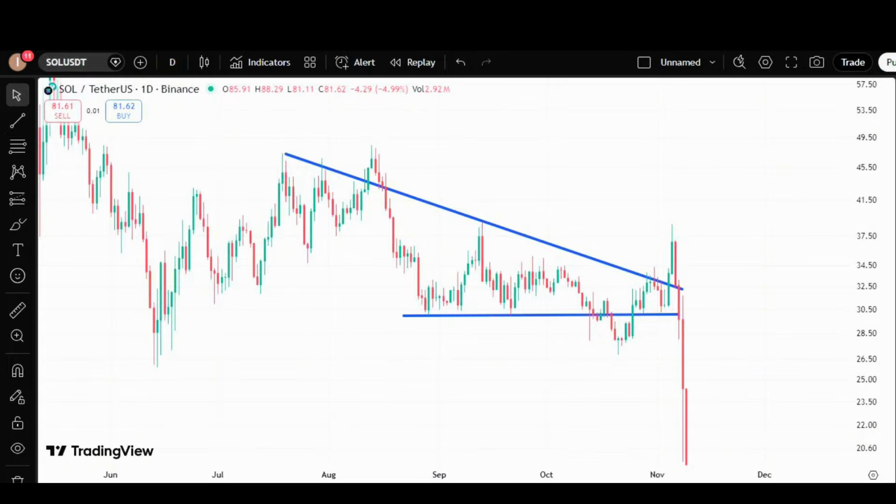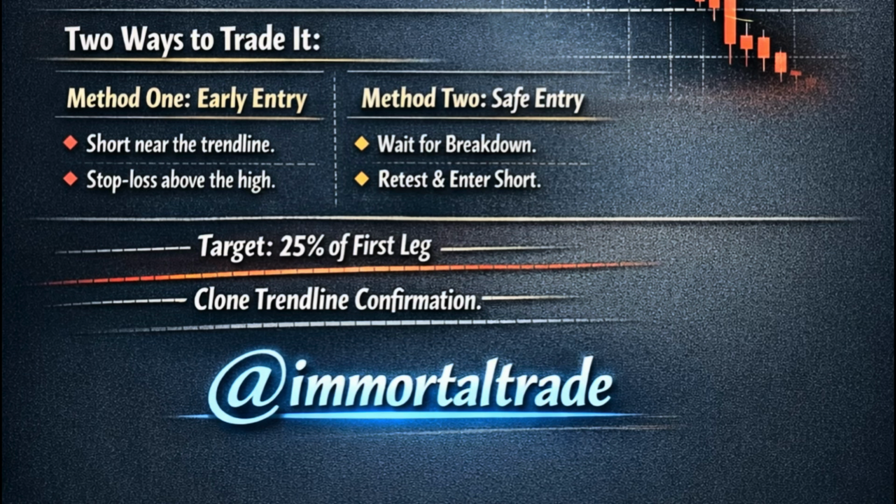There are two ways to trade it. Method 1, early entry. Short near the upper trend line, with a stop loss above the previous high. Method 2, safe entry. Wait for the breakdown, wait for the retest, then enter short. The target is usually 25% of the first leg.